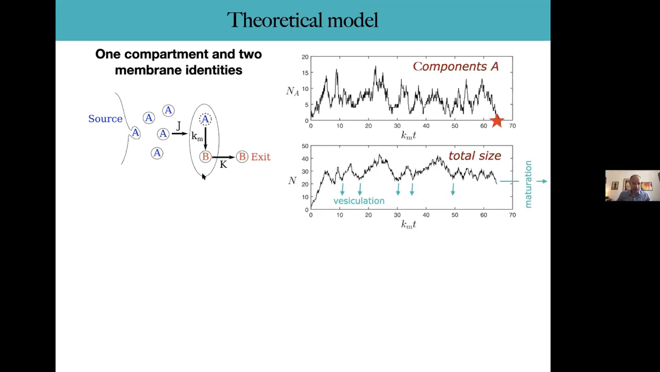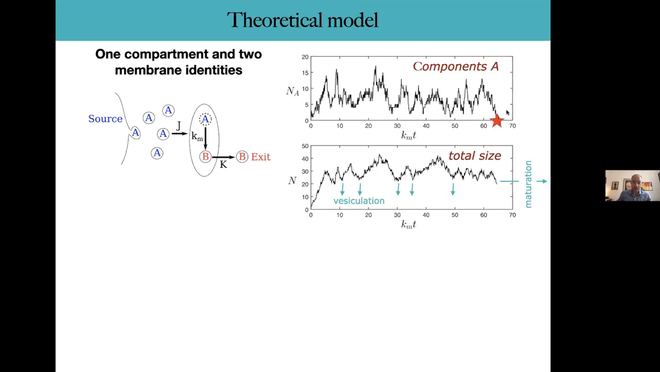If I do a numerical simulation of this and I look at the total size of my compartment, it does stuff like this. There is a steady state size. There's a lot of fluctuations. If I look at the amount of A component I have in my compartment, it does something like this. It grows because of fusion from the source, and then it decays because of maturation and budding, and then it grows, it decays, it grows, it decays, etc. And at some point, boom, it goes to zero.